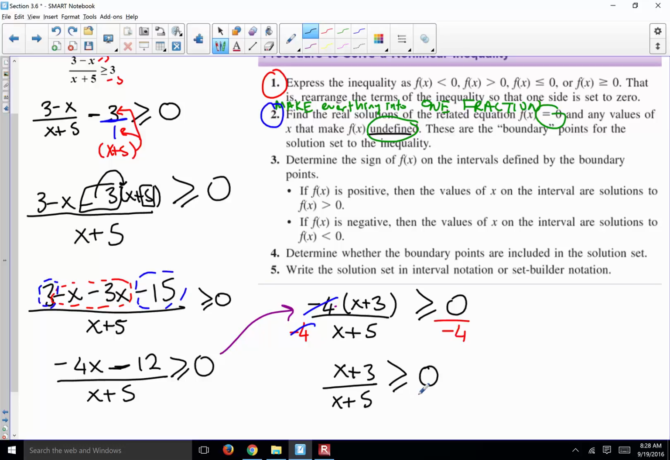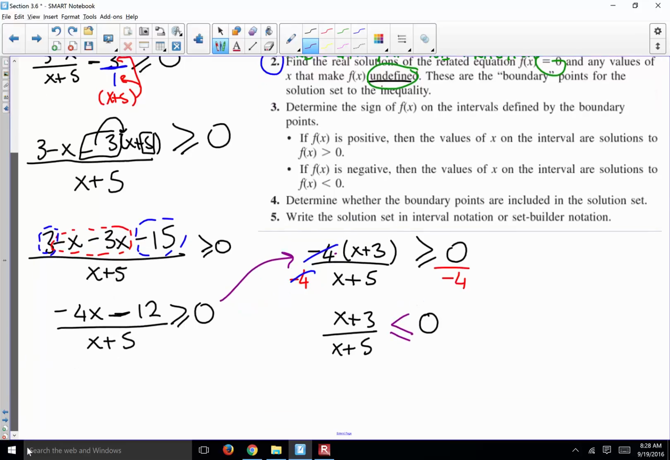Spot a mistake, a huge mistake. It's going to make my answer completely incorrect if I continue like this. Didn't you have to switch the sign? Yes, that's the mistake. When you divide both sides by a negative number in inequalities only, not equal signs, but in inequalities, you need to flip the direction of the sign.